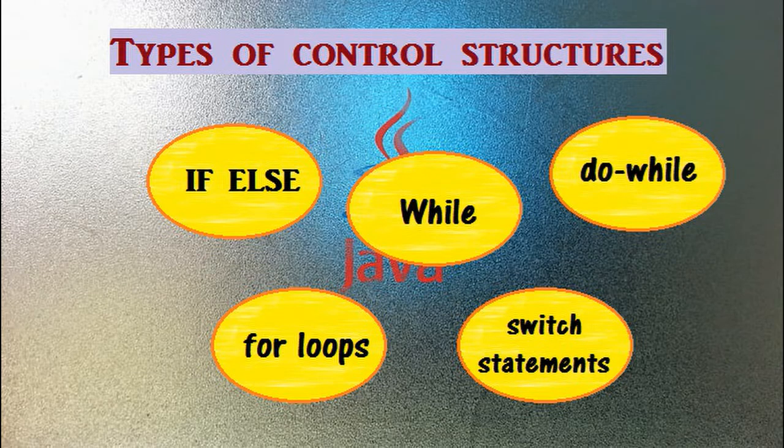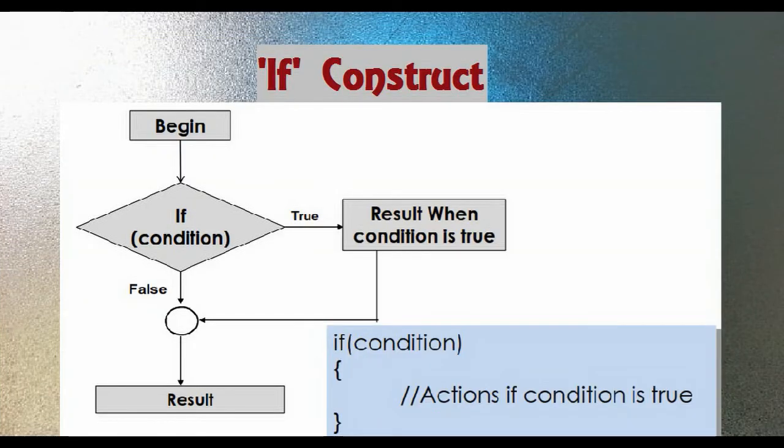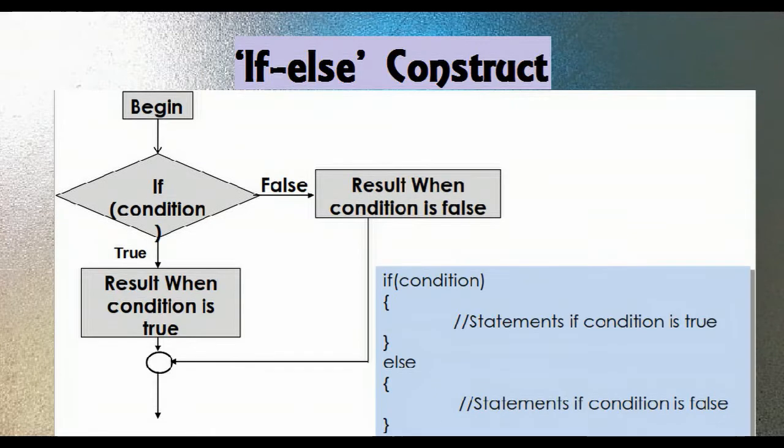There are several types of programming constructs in Java such as if-else construct, while, do-while, for loops, switch statements. Let's see if construct. First, the program checks for the condition. If the condition is true, the code within if will be executed. If the condition is false, the program will skip the if construct and move to the next code. If-else is also the same as the if construct. But if the condition is false, the program will execute the code within the else statement.